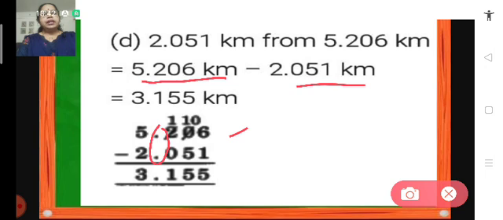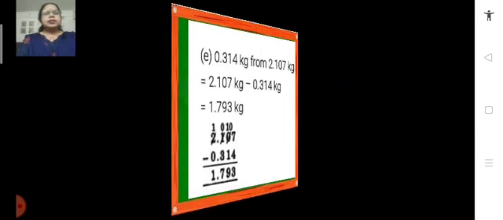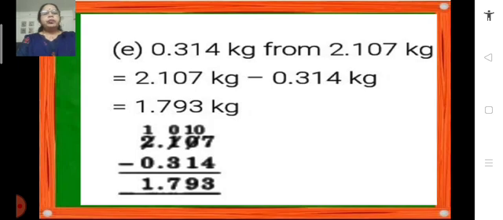place. Here we have 6 in the thousandths place, 6 minus 1 becomes 5. Move on to the hundredths place. Here we have 0. So, 1 is borrowed from tenths and 10 minus 5 becomes 5. Now, we are left with 1 in tenths. So, 1 minus 0 becomes 1. Then put the decimal point, move on to the ones place. 5 minus 2 becomes 3. So, the answer we get is 3.155 kilometers.